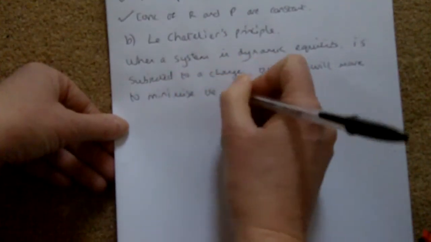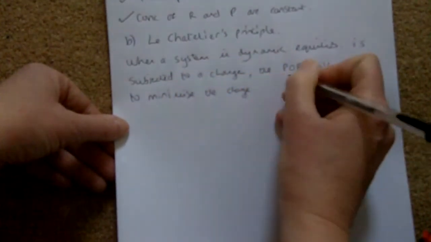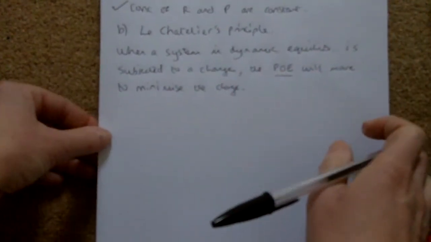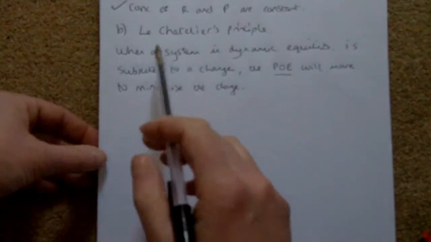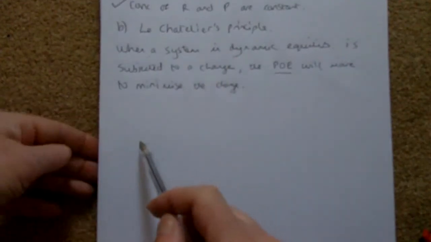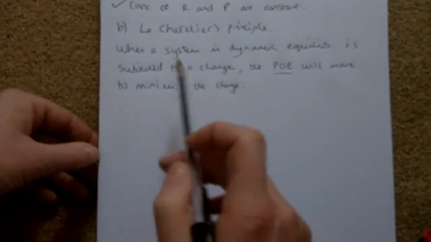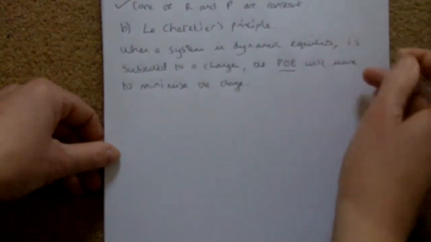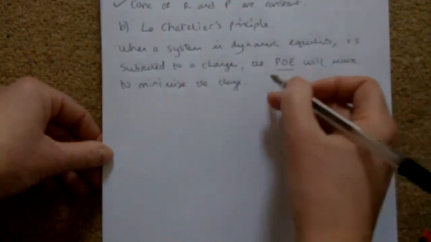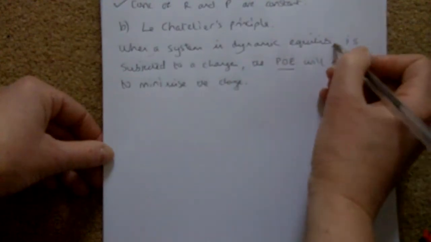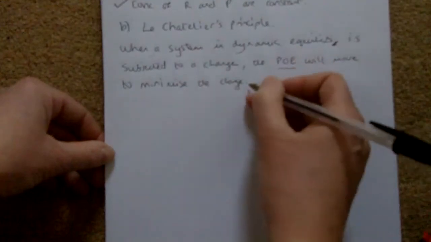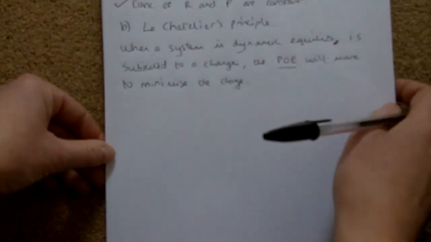So in an exam, you don't write POE, you write position of equilibrium. I'm just doing it quickly. So it says state Le Chatelier's principle, it's a definition. There are 2 marks for it. When a system in dynamic equilibrium is subject to a change, the position of equilibrium will, there's no comma there, the position of equilibrium will move to minimize the change. That's part B.